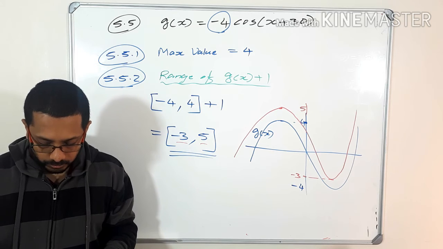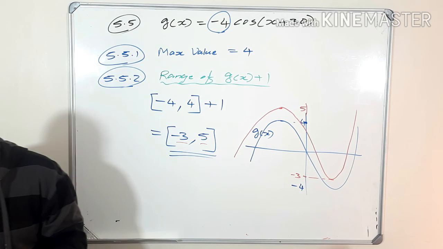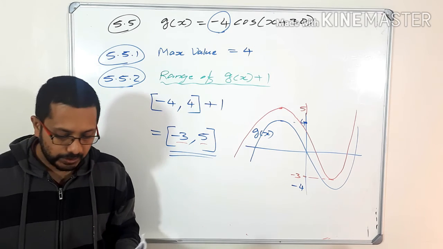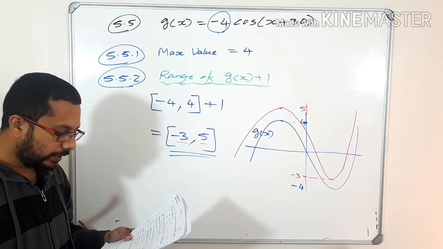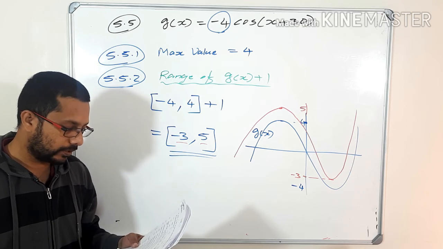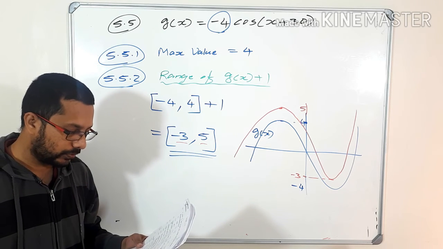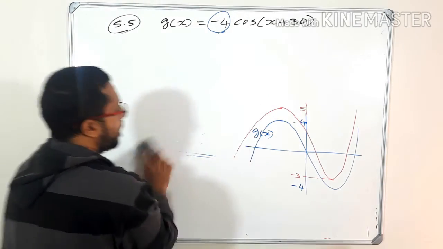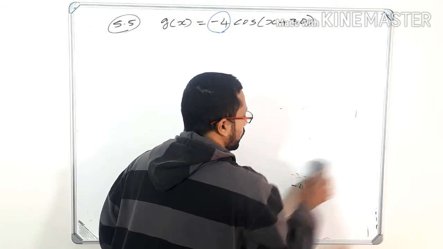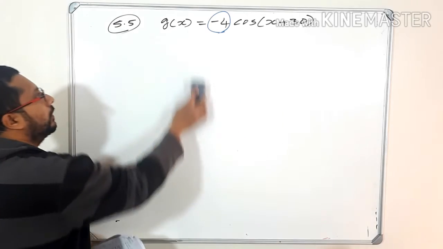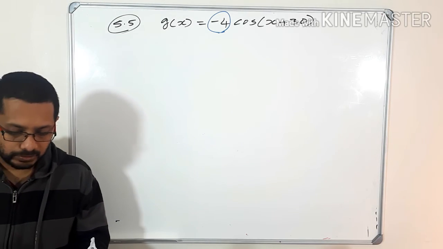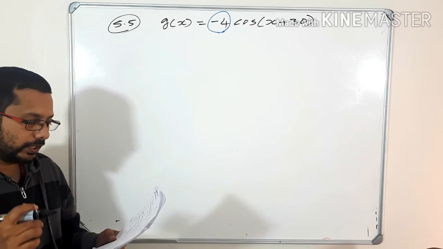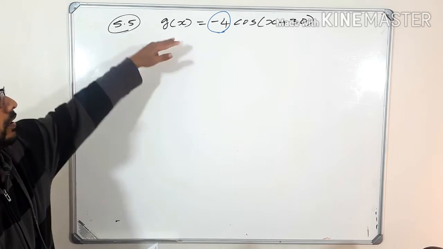Now look at the next question. The graph of g is shifted 60 degrees to the left and then reflected about the x-axis to form a new graph. Wow, that is a good question. There are two types of transformation done there. First, the graph of g is shifted 60 degrees to the left. So this is our g of x.